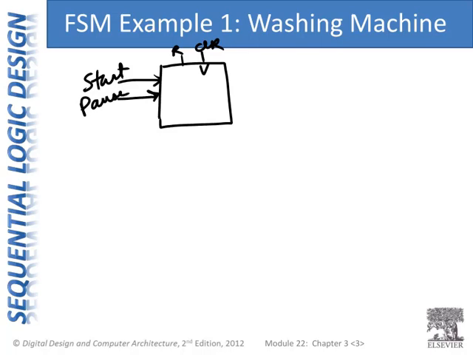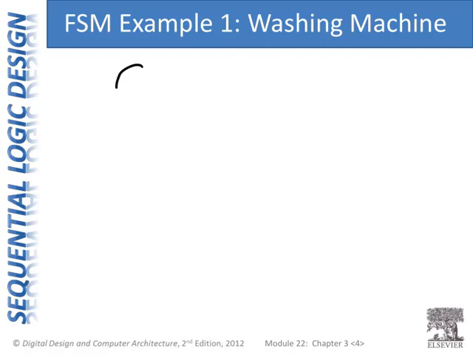And maybe we also have a mode input. And we have an output that says done. Maybe we have a done output. It's like a buzzer that goes ding, done. Okay, so we've started with our black box diagram showing just the inputs and the output. And so now let's draw our state transition diagram.